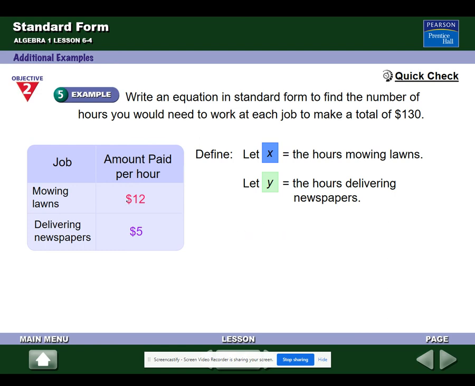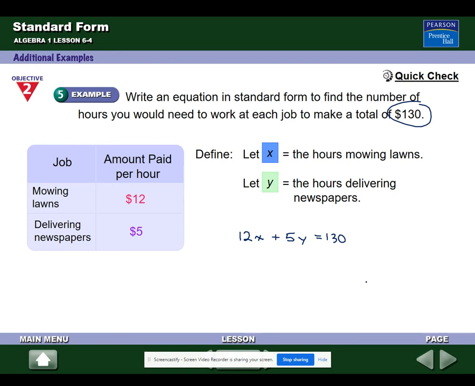You make $12 per hour mowing lawns. That would be 12x. You work 1 hour mowing lawns, you're going to make $12. You work 2, that's 2 times 12, you're going to make $24. Add that to the amount of time times the hours that you work delivering papers, and you're going to make $5 an hour delivering papers. You need to make 130. So there's an equation in standard form that models this situation.